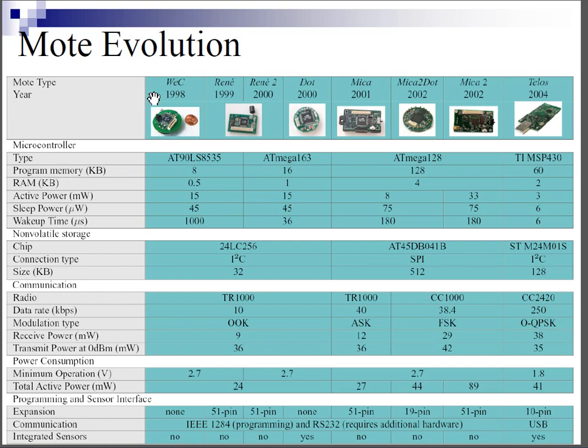You can see the year from 1998 to 2004, and the name of the microcontroller. You can see the type and the RAM, from 0.5 to sometimes even 4 kilobytes of RAM. You can see the power, the storage, and the communication information like data rate, starting from 10 kilobits per second until 250, and some other information about the power consumption and the programming, as well as the sensor interface.